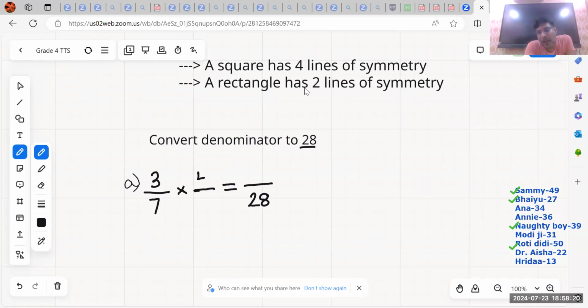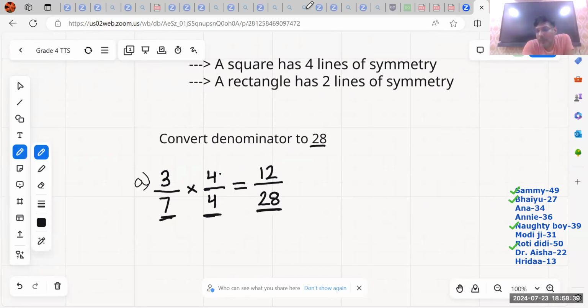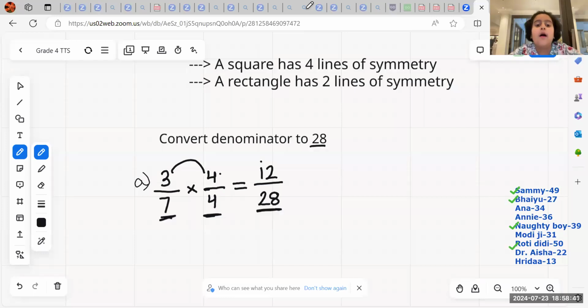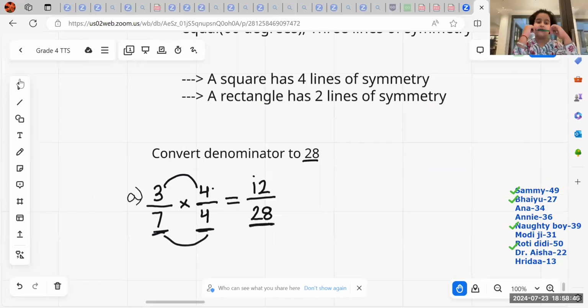Sir, 4. So I will multiply with 4 because as per the rule of fractions, if I multiply something with the denominator, I have to multiply with the numerator also. My answer would be 12 by 28. Understood? Let's see which number I'll multiply 7 with to get 28 in the denominator. 4. So I multiply 3 into 4, 12, 7 into 4, 28. As easy as that.